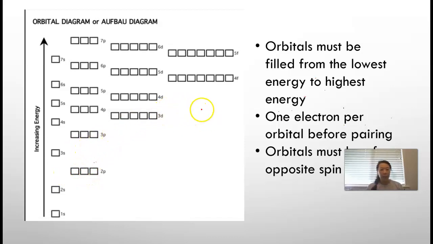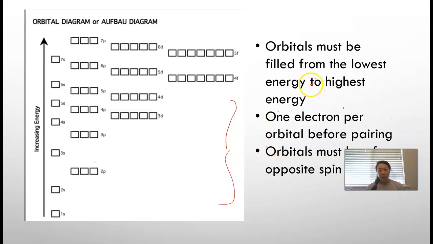And for the most part, on the AP exam, I've seen them concentrating further down here. They really don't get into the higher d and higher f orbitals. They like to stay on the upper half of the periodic table, unless we're talking about nuclear chemistry or something. So there are three general rules you need to follow for filling this diagram.